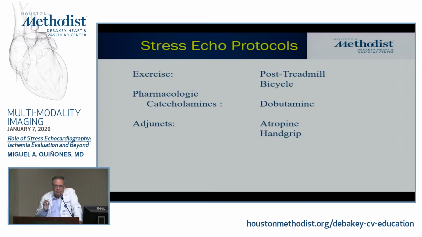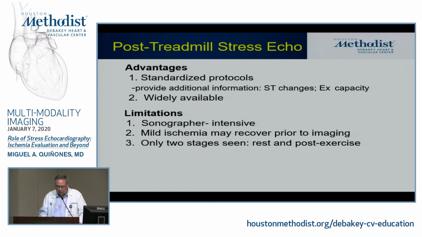ischemia. And the reason for the adjuncts is that, in general, another general rule, pharmacologic stress echo is less sensitive than exercise. And that's why the adjuncts came up, because we're trying to do everything we can to increase the sensitivity to be a little bit closer to what exercise can give you. So we start with the treadmill. That's the one that is done very easily in the outpatient area.